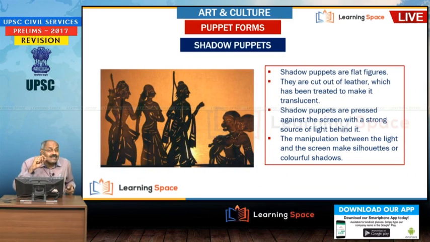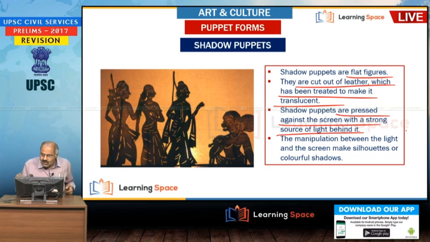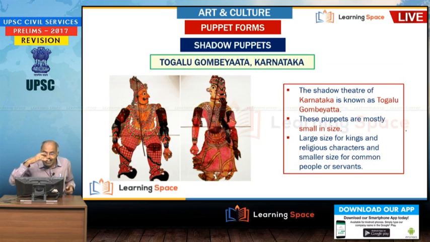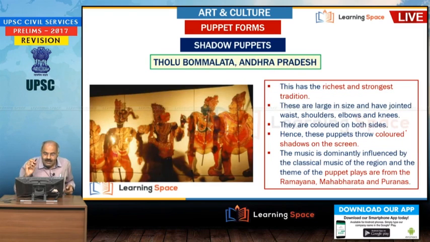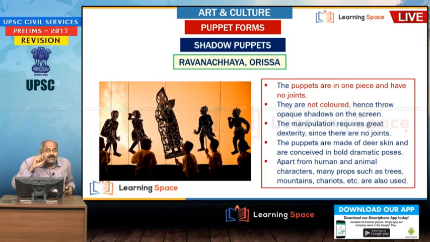And if you look at the shadow puppets, these are different from string puppets. These are shadow puppets or flat figures. They are cut out of leather which has been treated to make it translucent. So, shadow puppets are pressed against the screen with a strong source of light behind it. So, Togalu Gombeyatta, this is of Karnataka. Then Tholu Bommalata, this is of Andhra Pradesh. Then Ravana Chhaya, this is of Odisha.